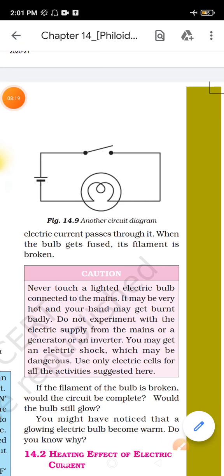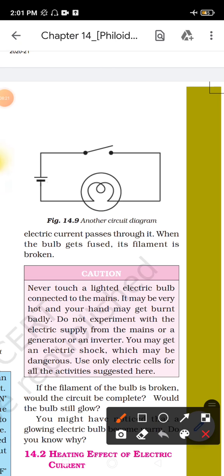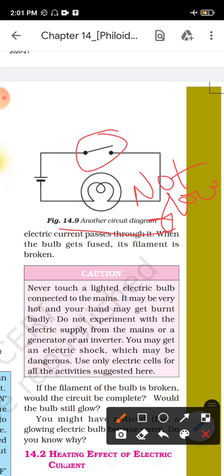Let us see. Now if you look at figure 14.9, another diagram, in this case the bulb will not glow. Why? Because the switch is off. Here the wire is not touching the other side of the wire, that is why the switch is off and the current is not flowing through the circuit. So this is how you can draw the circuit diagram of an electric circuit in the off position.